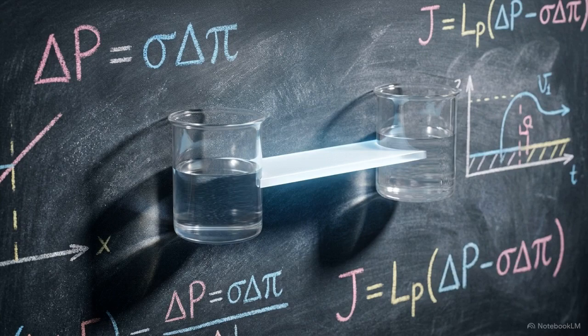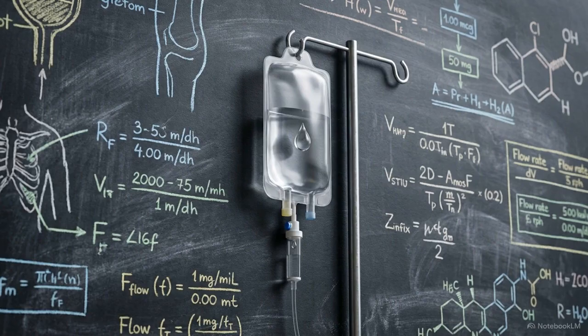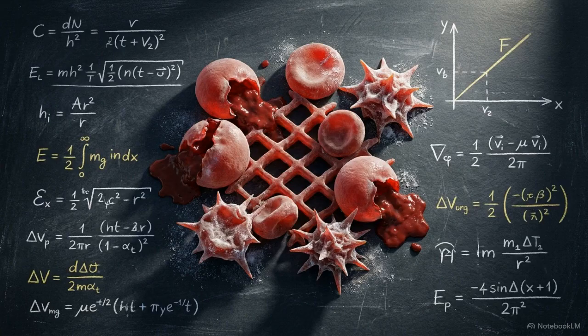If two solutions have equal osmotic pressure across a perfect theoretical membrane, they are isoosmotic. But if they maintain that equilibrium across a real biological membrane, they are isotonic. Calculating exact isotonicity is a mandatory safety requirement for intravenous fluids. Injecting a severely hypertonic or hypotonic solution into the bloodstream will cause catastrophic damage to human cells.